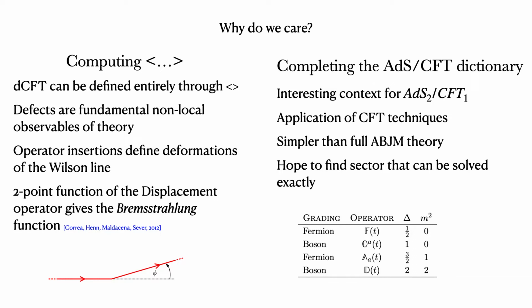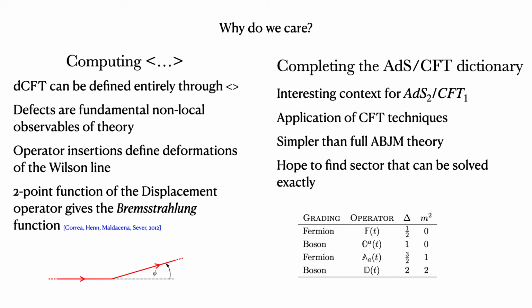Finally, the actual Wilson line and deformations thereof through these operator insertions give you something that's quite physical. A very well-known example relates the two-point function of the displacement operator inserted on the Wilson line to the Bremsstrahlung function, in the famous 2012 paper, radiation of a moving quark.